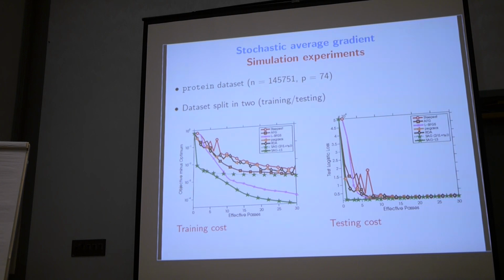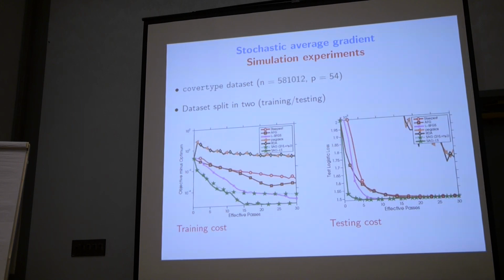And then on the testing cost, it turns out that we optimize the training cost fast, but after one pass over the data, we also get a good testing cost. We have no explanation for that for the moment. It just happens that the method works well on the testing cost too, and we have tried hard to explain this, but we have been unsuccessful.